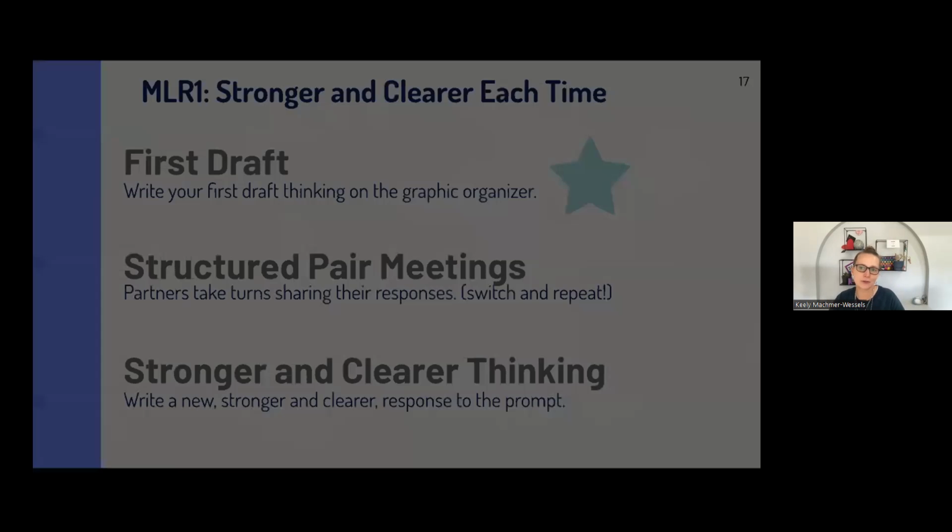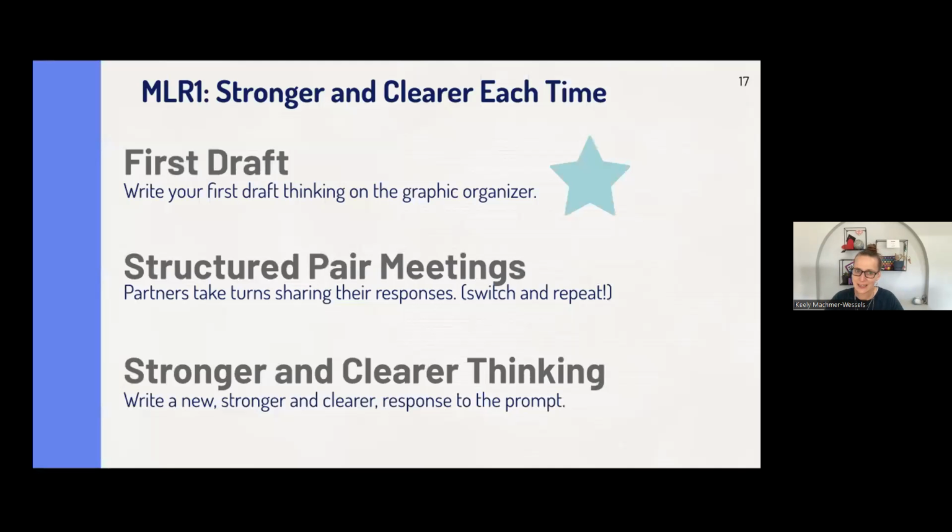We are now going to move into a second math language routine, and we're going to work on solving this problem. So don't give away too much more information in the chat just yet. We're going to try out this math language routine called Stronger and Clearer Each Time. This routine is going to involve some individual think time, followed by some structured pair meetings where you'll have the opportunity to both speak and listen about this problem.